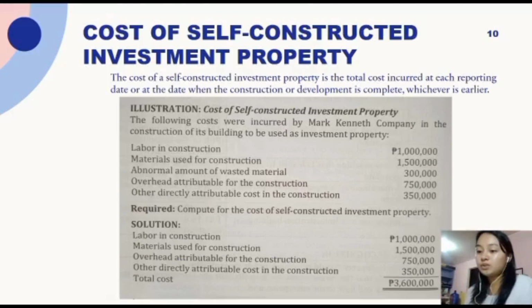We have here our solution. First is the labor in construction, 1 million. Material used for construction, 1,500,000. Overhead attributed for the construction is 750,000, and other directly attributed costs in the construction is 350,000. So it is 3,600,000. Di ba? It said that the cost of the self-constructed investment property is the total cost incurred at each reporting date or at the date when the construction or development is complete, whichever is earlier.